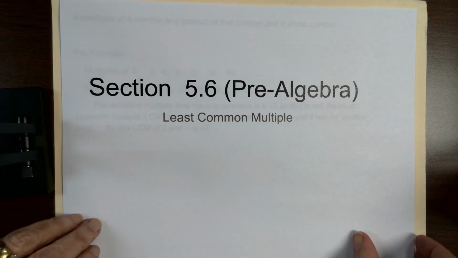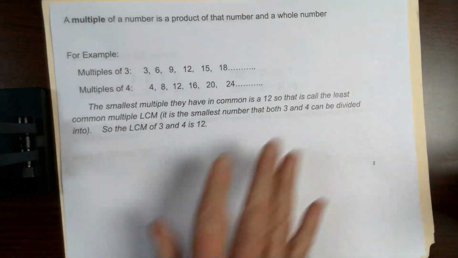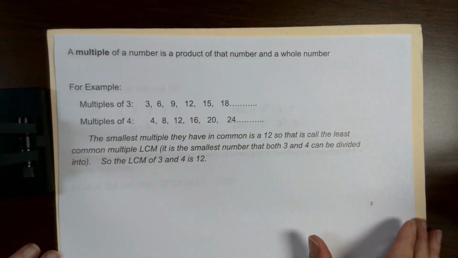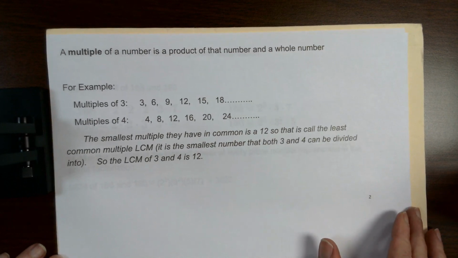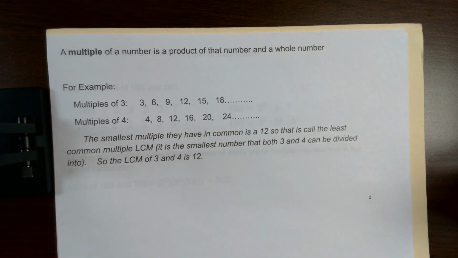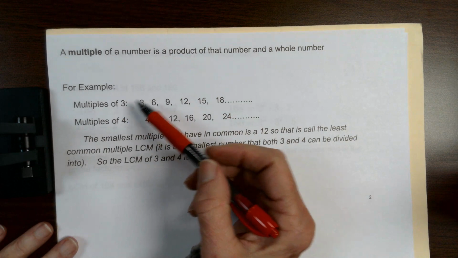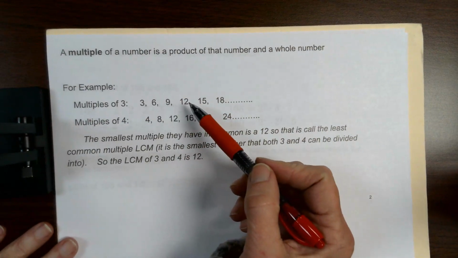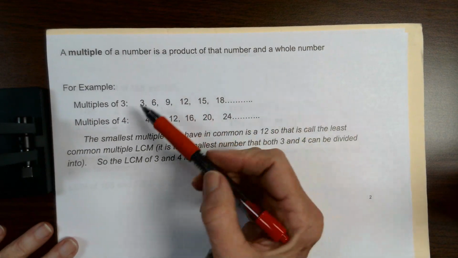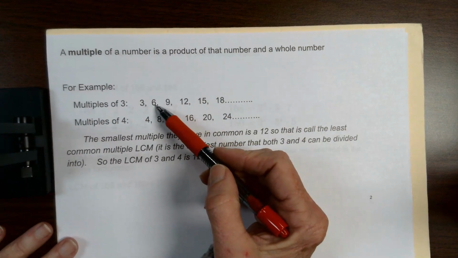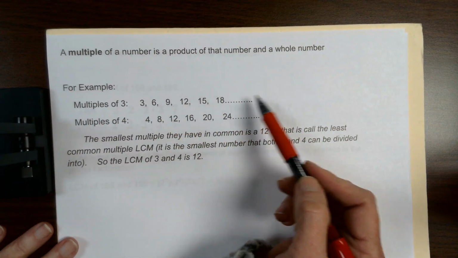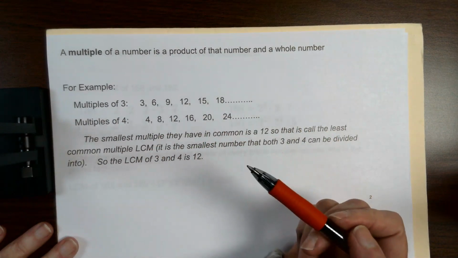Section 5.6 is on least common multiples. A multiple is a number. A multiple of a number is a product of that number and a whole number. So like multiples of 3 would be 3, 6, 9, 12, 15, 18, and so forth, because 3 times 1 is 3, 3 times 2 is 6, 3 times 3 is 9. It's like counting by threes.